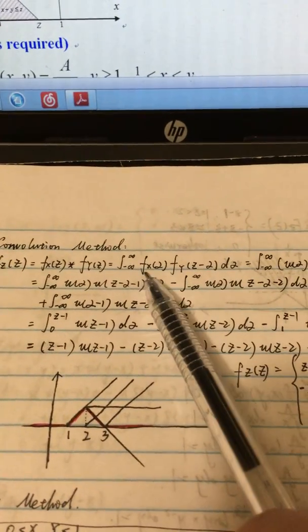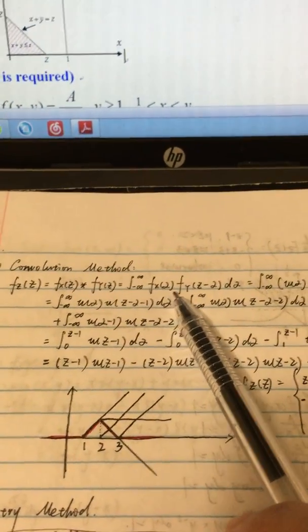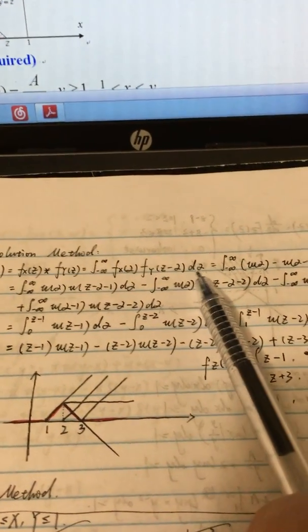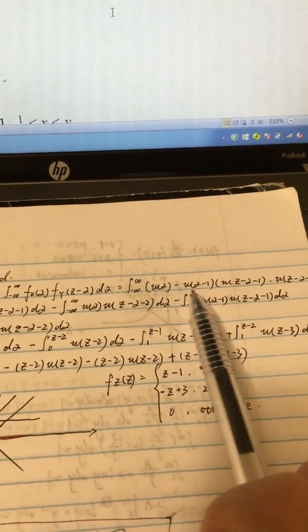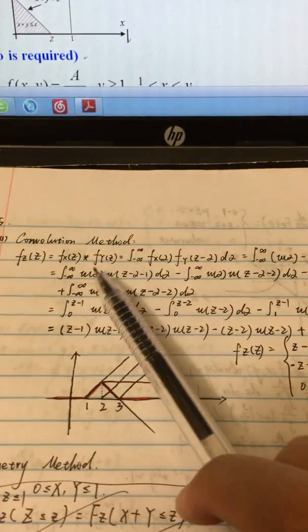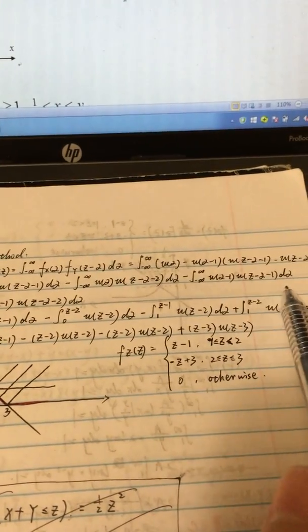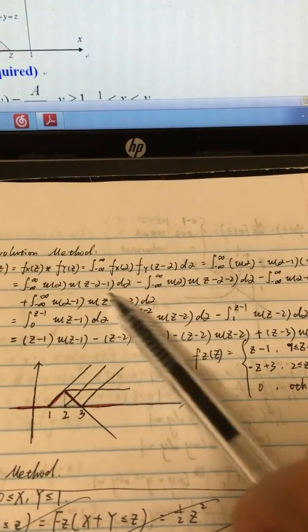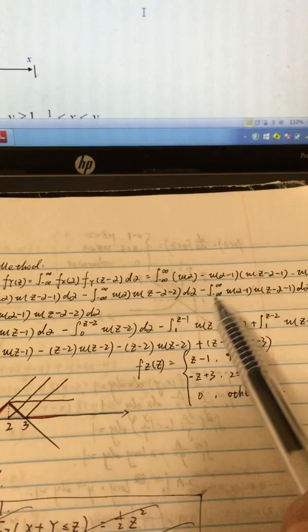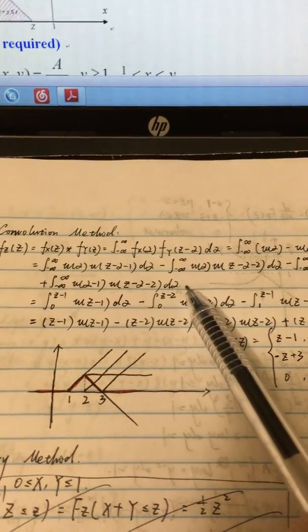First, let's use the convolution method. The convolution method is expressed by this expression. So we just apply the expressions of f_X and f_Y into this equation, and we separate each term. We can get the equation like this. We separate the integral by each term, so we have 1, 2, 3, 4, 4 terms in total.